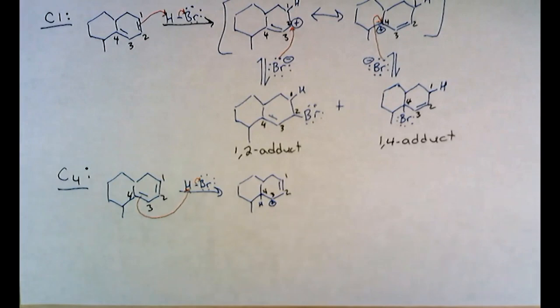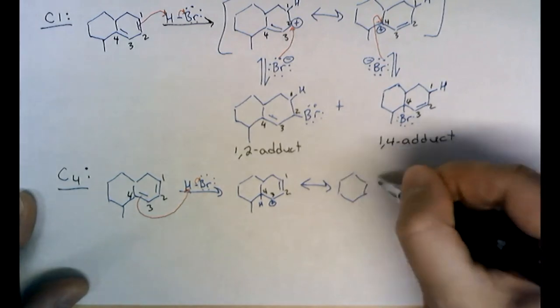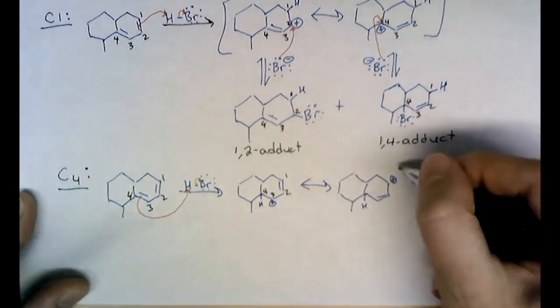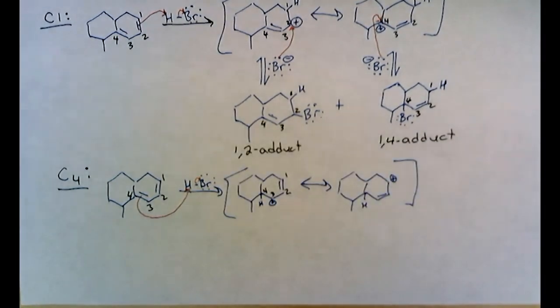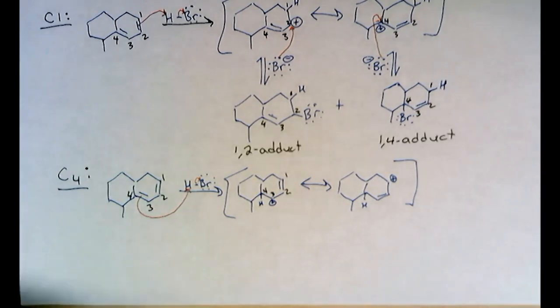The resulting allylic carbocation can be represented with a second resonance structure by moving the pi bond between carbon 1 and 2 to form a new pi bond between carbon 2 and 3. Nucleophilic attack can then occur at the carbocation of either of the two resonance structures, producing the 1,2 adduct here on the left and the 1,4 adduct here on the right.